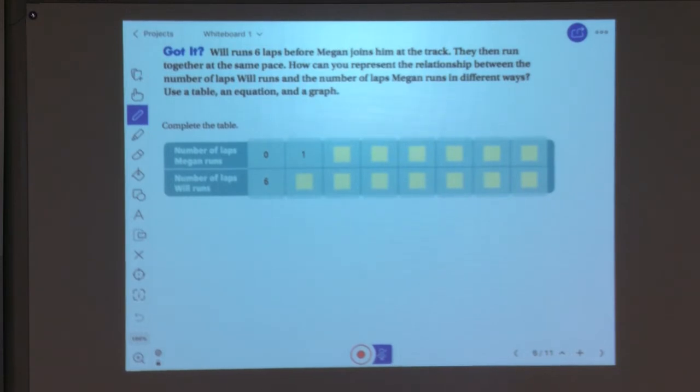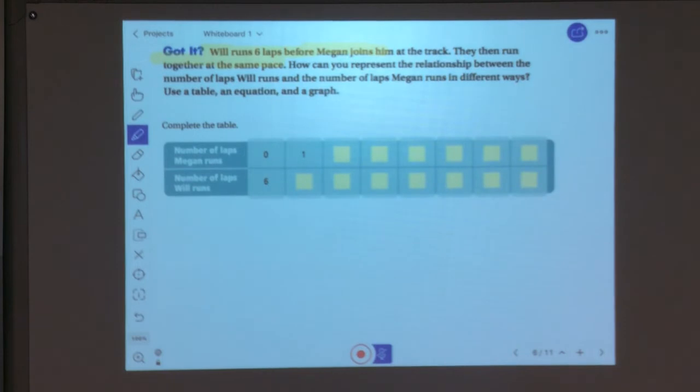Okay, so right here they're giving us a table to start with. But if you have to do your own, you need to find your key pieces of information. If I look here, it says Will runs 6 laps before Megan joins him. So when she hasn't started running, he is already on his 6th lap. And they're running at the same pace once she joins him. So every one after 6 that she runs, he will run 1 more.